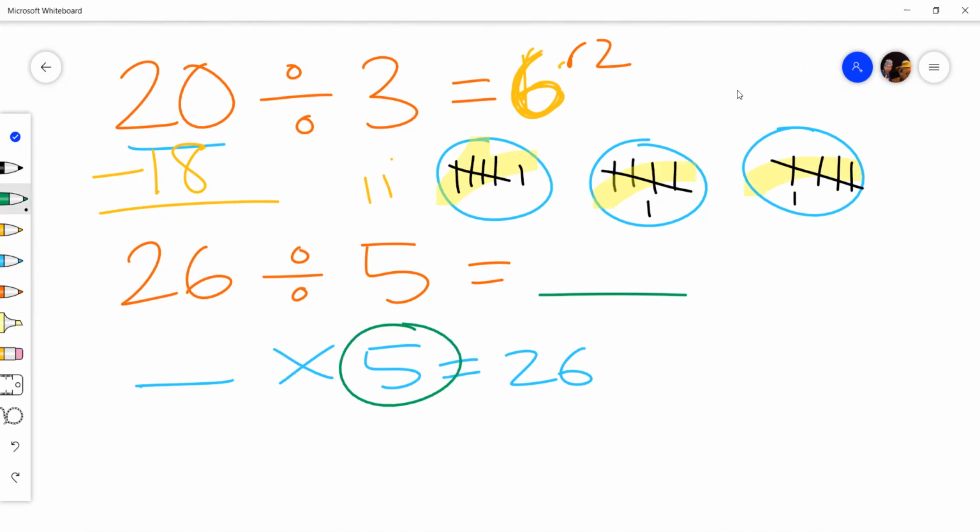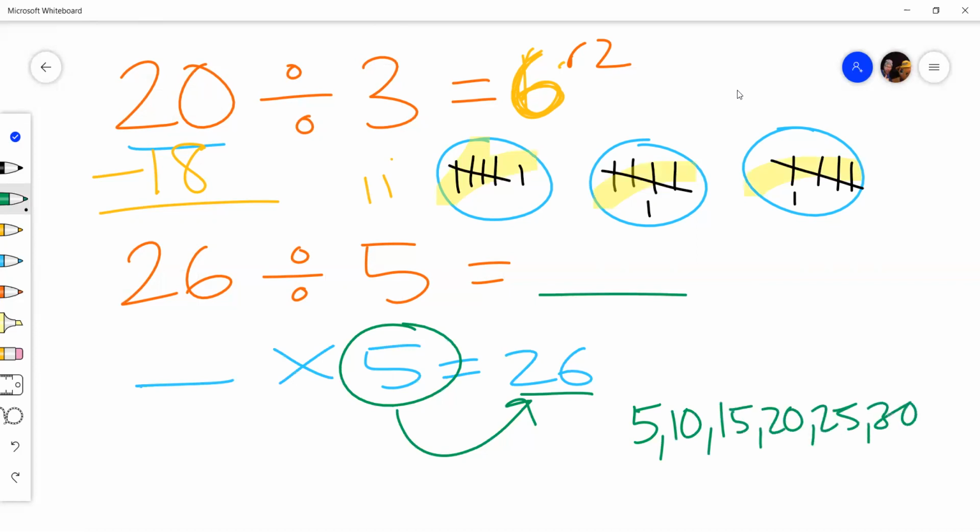We could skip count by 5. What am I talking about? We could skip count by 5s until we get to 26 or until we get close to 26, right? So watch here. So 5, 10, 15, 20, 25, 30. So I'll stop there. And what I notice is 25 is really close to 26, right?